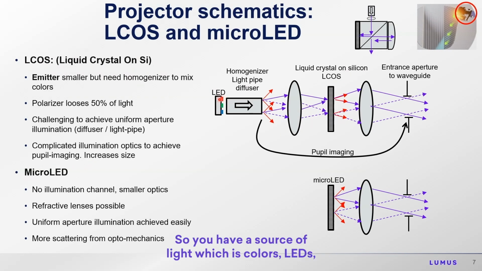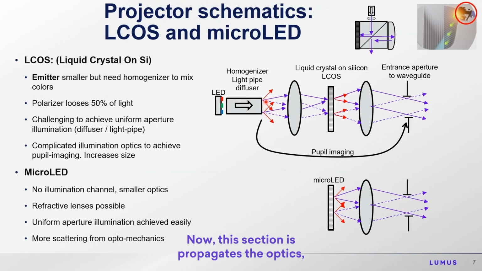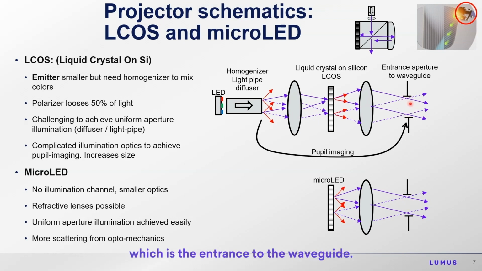So you have a source of light, which is colored LEDs, and then these colors go through what's called a homogenizer, which means the output from this homogenizer is uniform, with all the colors emerging from this section. Now this section propagates the optics, collimating the light onto the liquid crystal, and this is collimated into this aperture, the aperture I showed before. This is, schematically, the entrance to the waveguide.